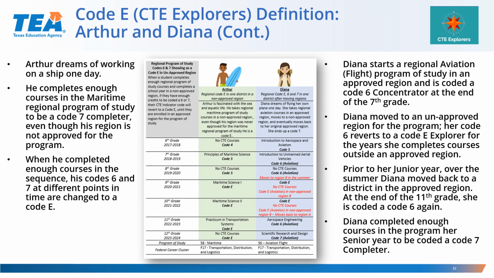After completing the 10th grade, Diana moves back to the first region where the aviation flight regional program of study is still approved for that geographic region. In the 11th and 12th grades, Diana completes enough courses in the regional program of study course sequence in an approved region and is coded a code 7 or a completer. This example shows both what CTE indicator coding looks like in an unapproved region and what happens to existing CTE indicator codes when completing courses in an unapproved region and when a student moves back to an approved region.